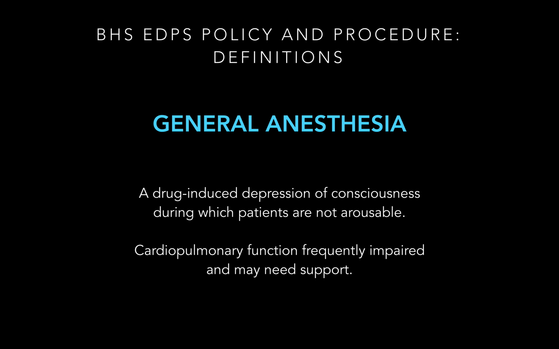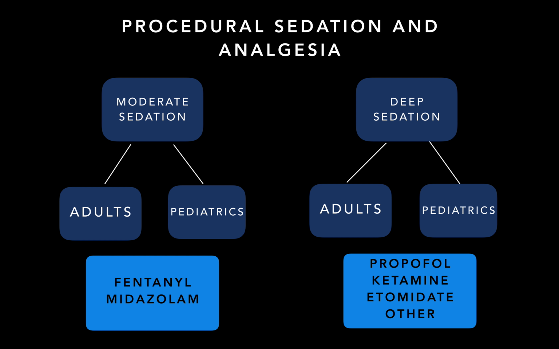Now, the important thing about general anesthesia to recognize is that it is expected that cardiopulmonary function will be impaired. And people who are doing general anesthesia, such as in the operating room, are oftentimes providing the general anesthesia and simultaneously taking over the airway and the hemodynamic system because they know that the cardiopulmonary axis is going to be impaired. And that's kind of the difference between general anesthesia and deep sedation.